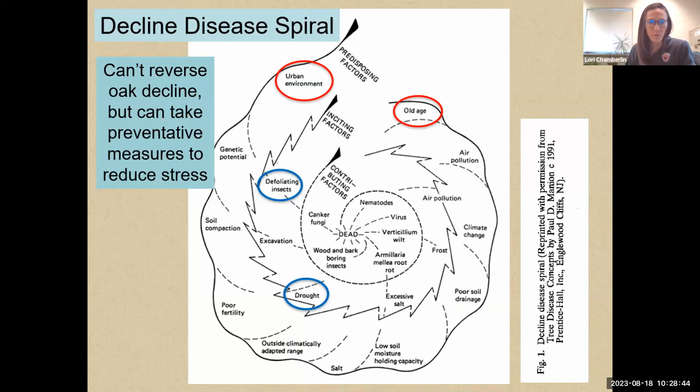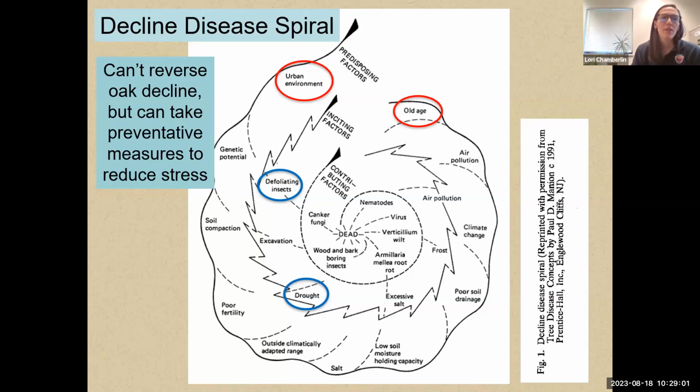Did I have any specific questions about oak decline? Yes, we have lots of questions about oak decline. A couple of people asked about species. Somebody said they see it a lot in pin oaks, and then someone else asked about red or white oaks. Are there any species that seem to be more affected?